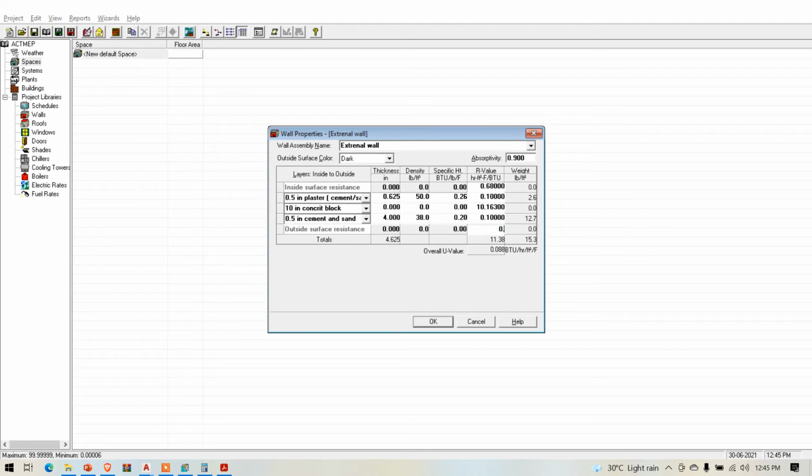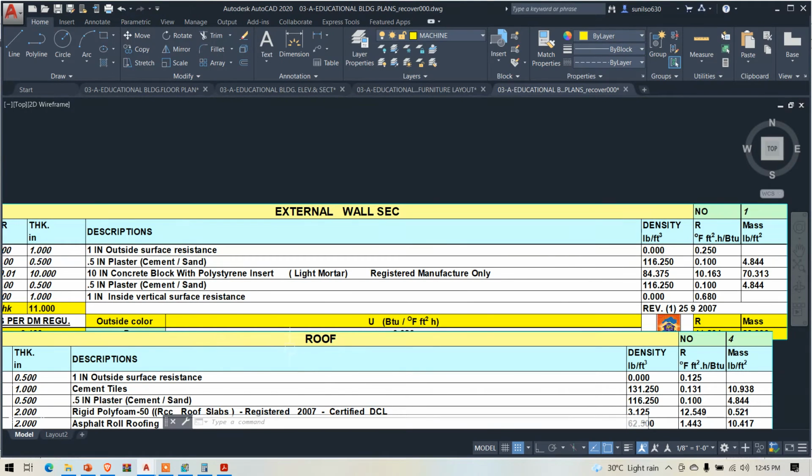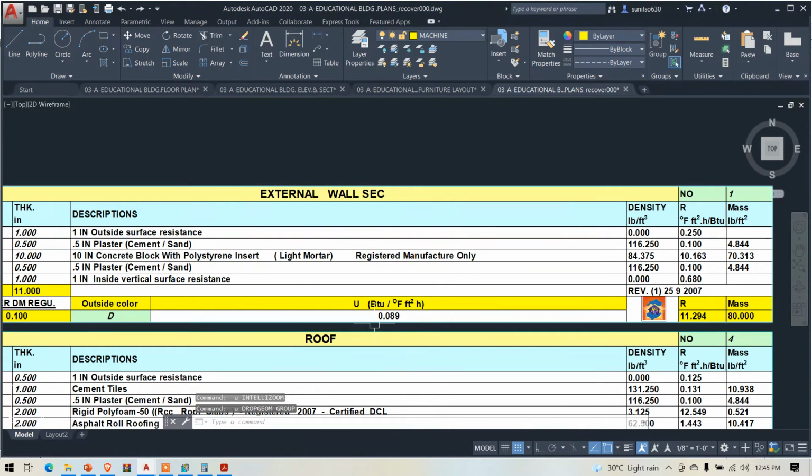So 0.250. Now you got the U value, right? What is the U value? 0.089, and now you can cross check with the U value which the architects provided. So that is also 0.089.